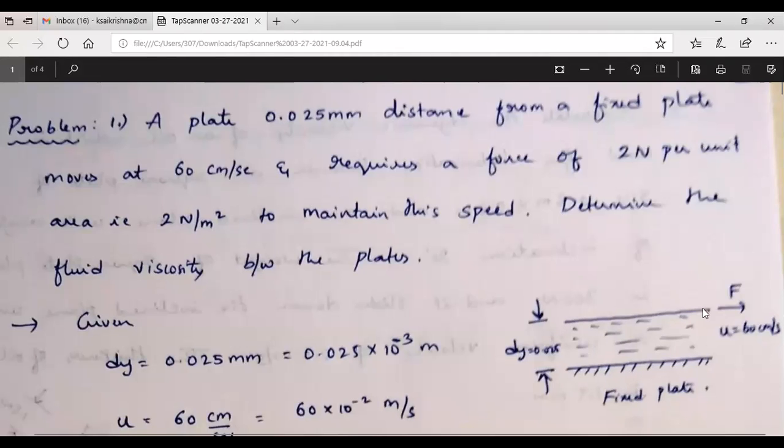Above that there is one more plate which is moving with some velocity. Here it is given 60 centimeter per second. So this top plate is moving with velocity u equal to 60 centimeter per second, and the gap maintained between the plates is dy. That is the first thing which is given. A plate 0.025 mm distance apart. So this is dy in mm. Please copy the question.